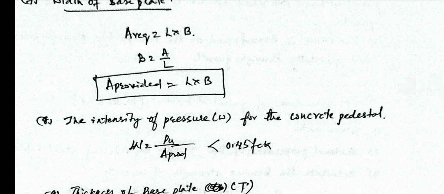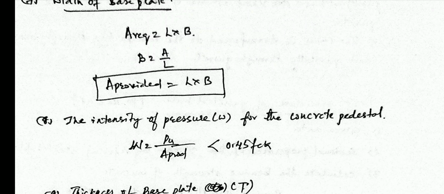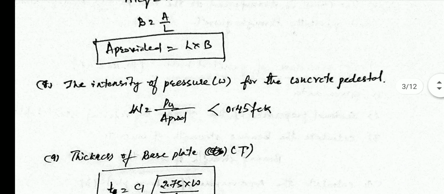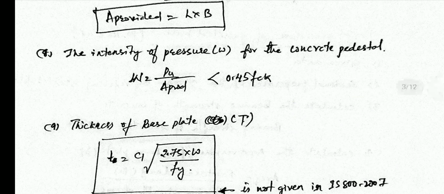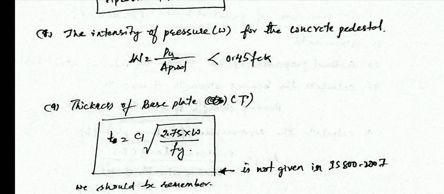So now you have to check that area provided is always greater than area required. If it is, then only it is okay. If not, again you have to check by multiplying the L and B you got. The L and B you provided, when you multiply, the area provided should be greater than area required, same as your design of slab base. Now the intensity of pressure you calculate, that is also same as your design of slab base.